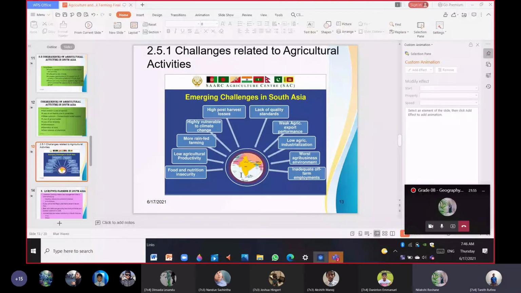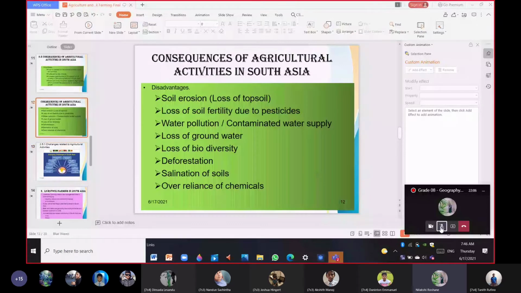So this is another interesting factor that you need to know about Sri Lanka. Sri Lanka is the highest user of agrochemicals in the world. According to a WHO survey, 50% of the population living in the North Central Province is suffering from kidney diseases due to irregular use of land. So that is another disadvantage that we face due to this agriculture. Sri Lanka is the highest user of agrochemicals in South Asia and in the world.